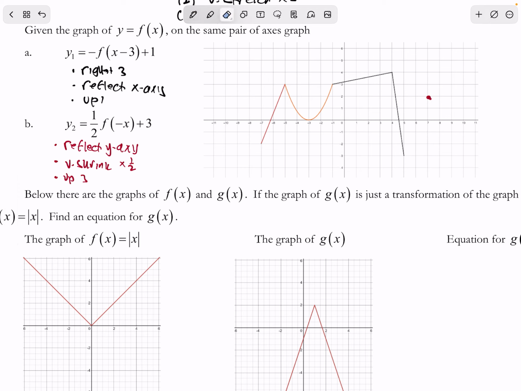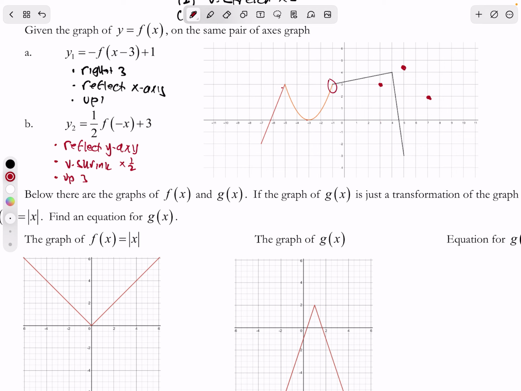This one's going to be a little harder. This point here, reflect over the y-axis. So it's 1, 2, 3, it's 5. 5, reflect puts me here. Vertical shrink puts me at 1.5. Up 3 puts me at 4.5. Okay. The bottom of the bump here, reflect over the y-axis, puts me here. Vertical shrink times 1/2 keeps me there. Up 3 puts me here.